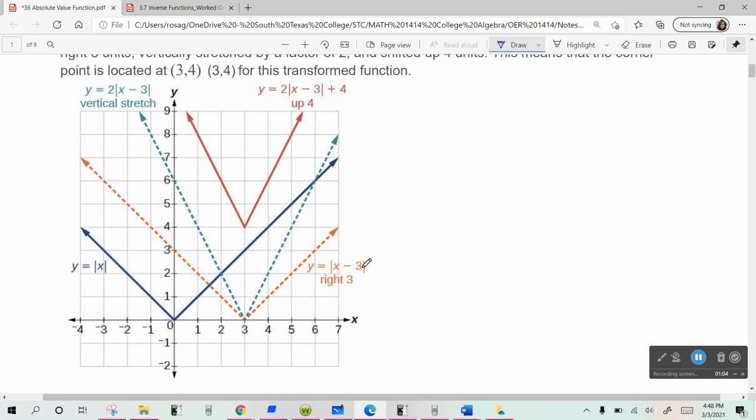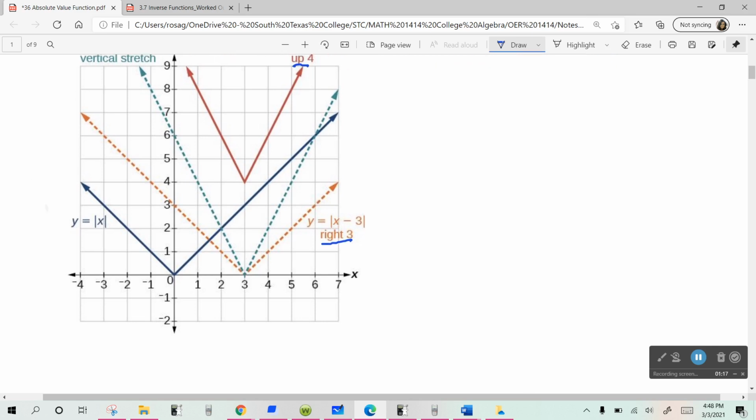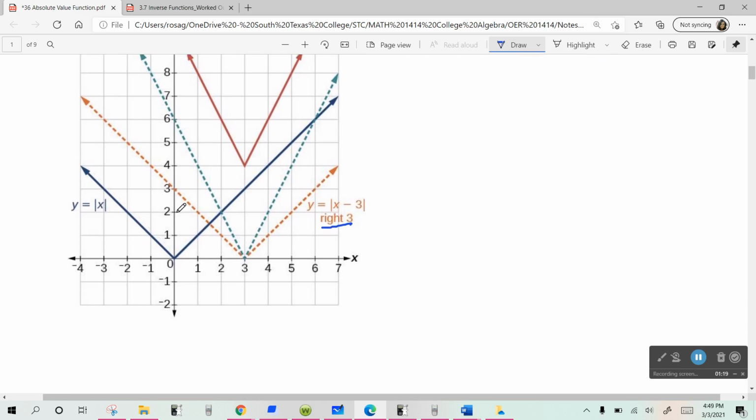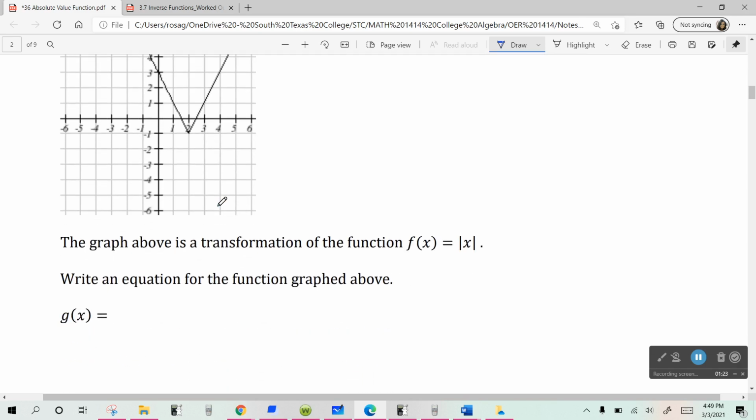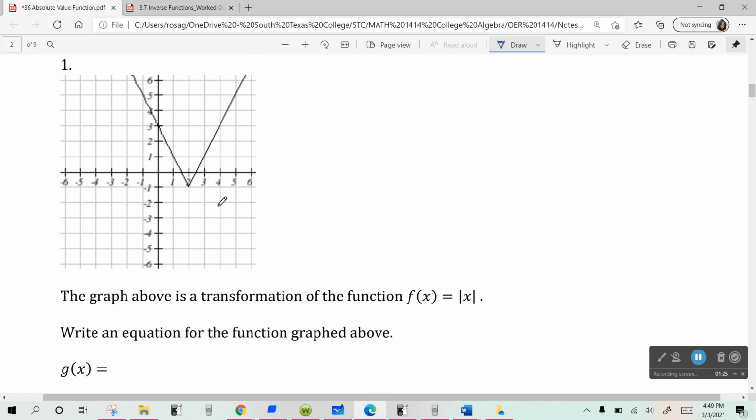And then you take, let's say this one, the -3 moves it 3 to the right. Here you moved it up 4, 3 to the right, and then the 2 did a vertical stretch on it. So on. So here are different transformations, and we have covered transformations in previous sections, so I'm not going to spend a lot of time on how to write them.